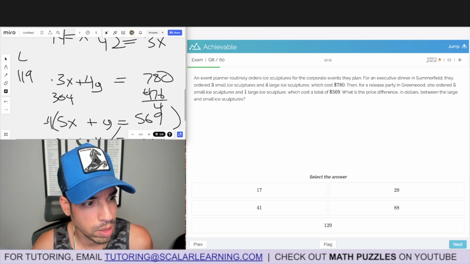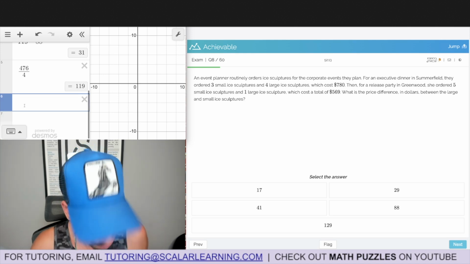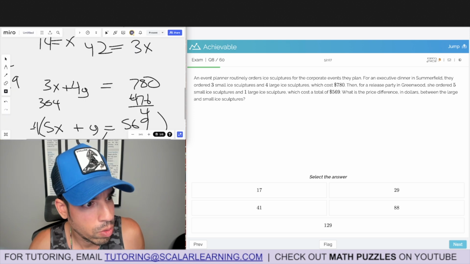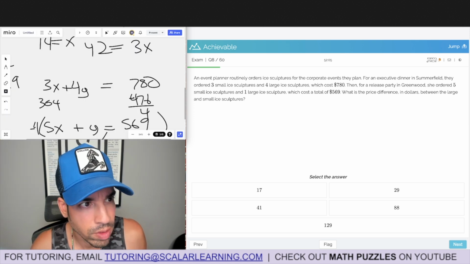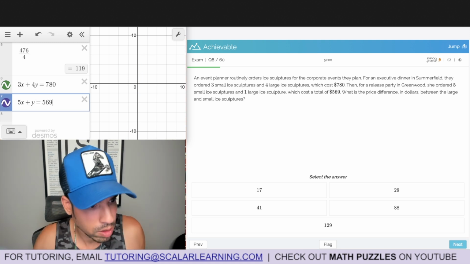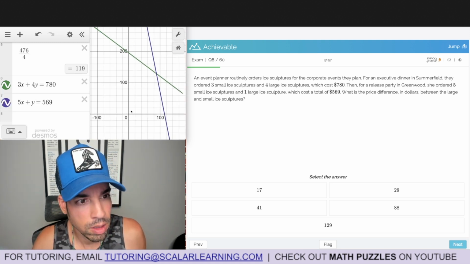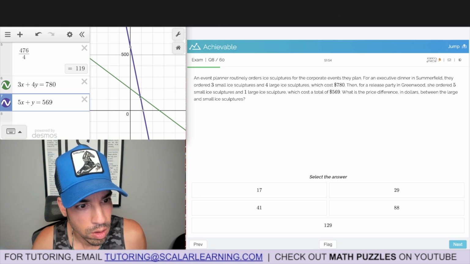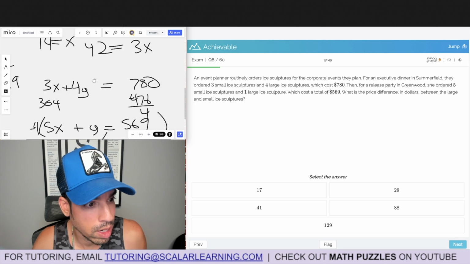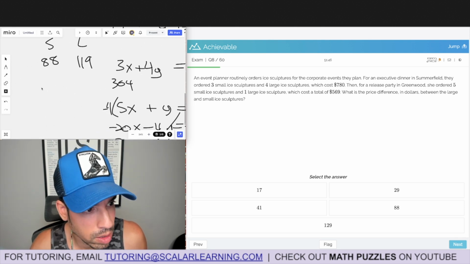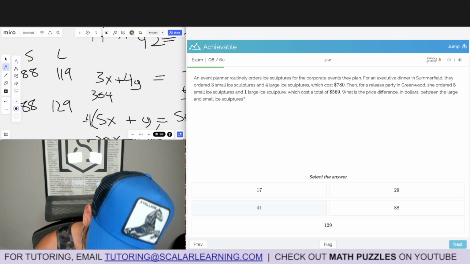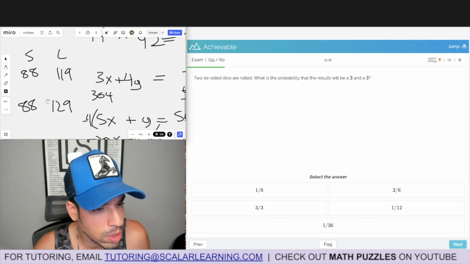Actually, let's just plug it into Desmos. 3x plus 4y equals 780. And then the other equation is 5x plus y equals 569. And then we've got this. What's the intersection point? 88 and 129. Okay, I must have made a mistake. It is 129. I don't know where with my calculation. But anyway, so 41 is the winner. Oh boy, burned a lot of time there. Must have made a mental mistake somewhere, but we caught it.